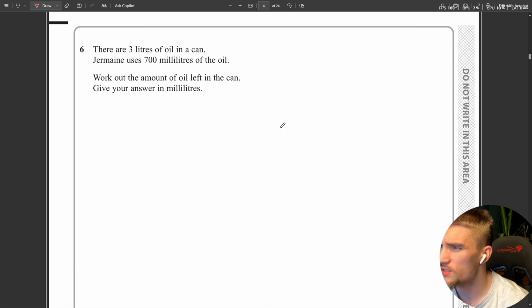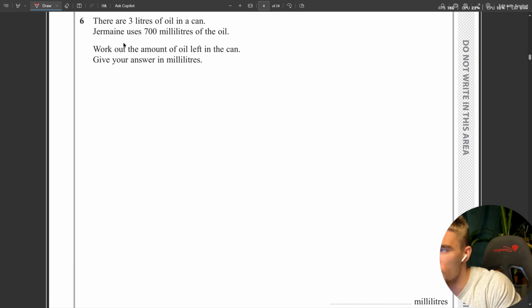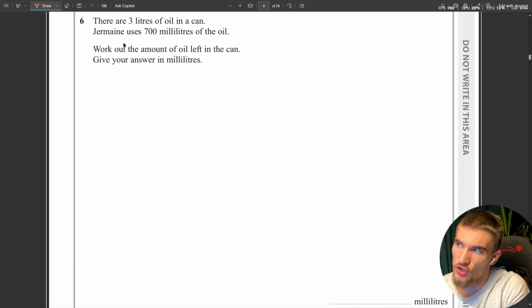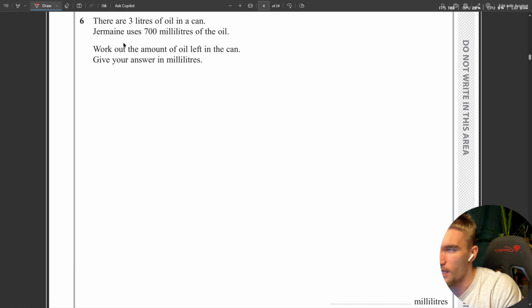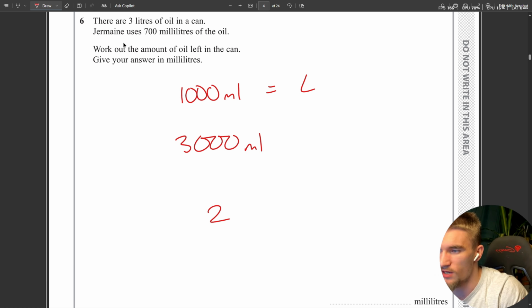There are 3 liters of oil in a can. Germain uses 700 milliliters of the oil. Work out the amount of oil left in the can. Okay, so here for this kind of question, you just need to know how many milliliters there are in 1 liter. And obviously there are 1000 milliliters in 1 liter, right? So I have 3 liters, I have 3000 milliliters. So therefore, if I take 700 out of that, I'm just left with 2300.